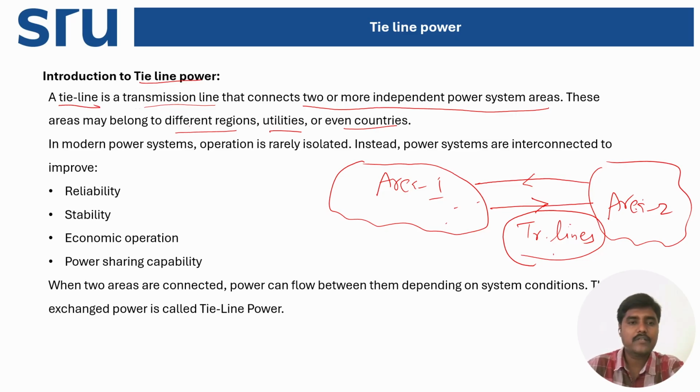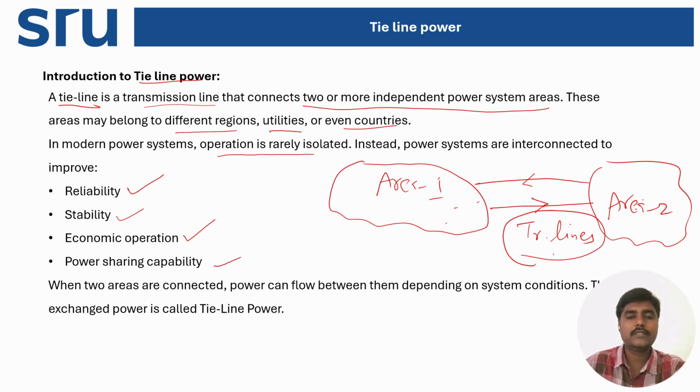In the modern power system, operation is rarely isolated actually. Nowadays we do not have individual isolated areas. Most of the areas have interconnections. All the individual power system areas are interconnected by using tie lines to obtain reliability, stability, and economic operation, and to share power among many areas.